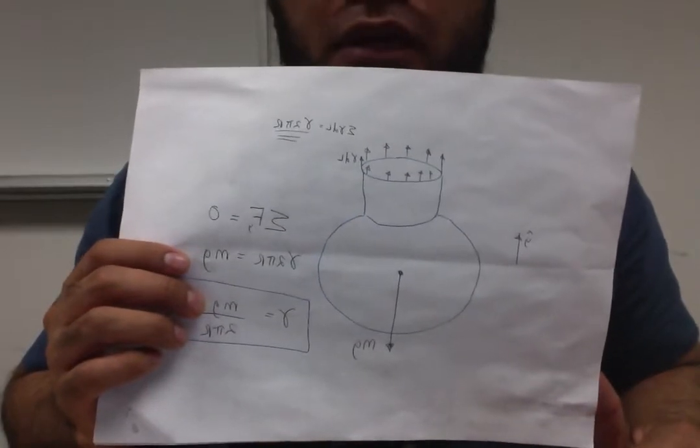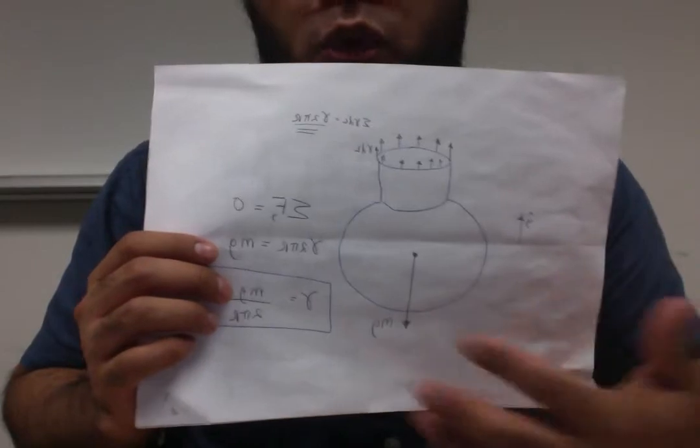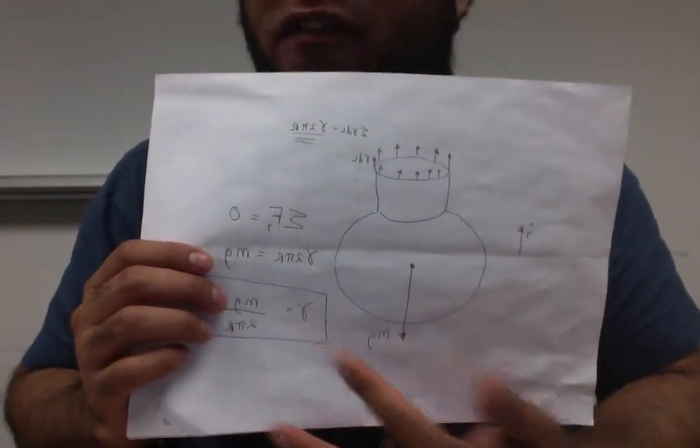I know that my assumptions and my errors weren't too off because I ended up with a value of 86.7 dynes per centimeter, which is very close to the true value of 72 dynes per centimeter. So that was my experiment for measuring surface tension.